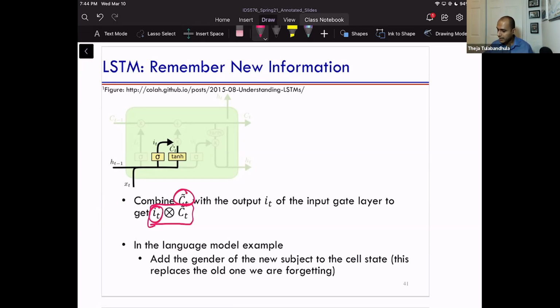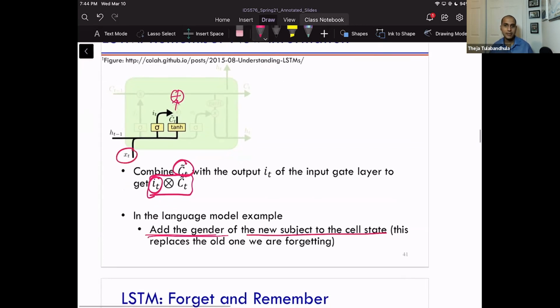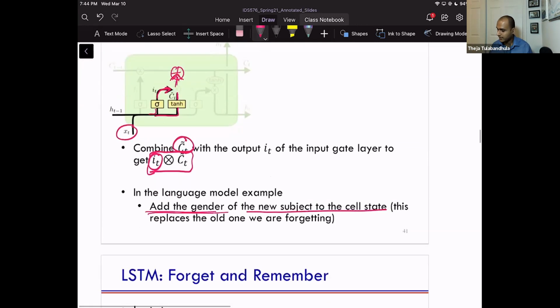Once you do that, you just add it back to the cell state. I haven't shown it here, but that's what you do. So in the language model example, it would be to add the gender of the new subject to the cell state. For example, x_t maybe is a new subject. Their information is captured in C tilde t, and the input gate is saying, let's actually let the gender information flow through, and it will get added to the cell state. So that's what's happening here.